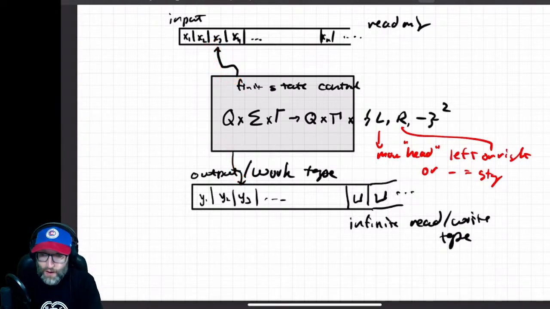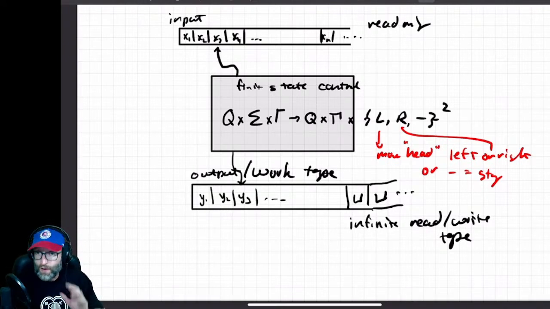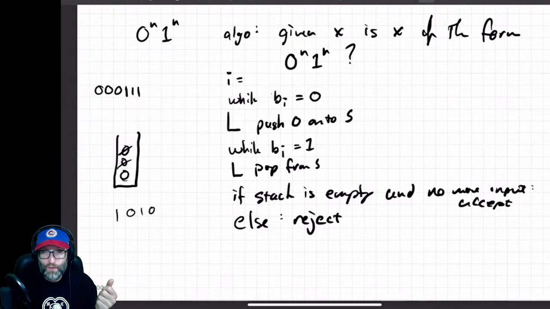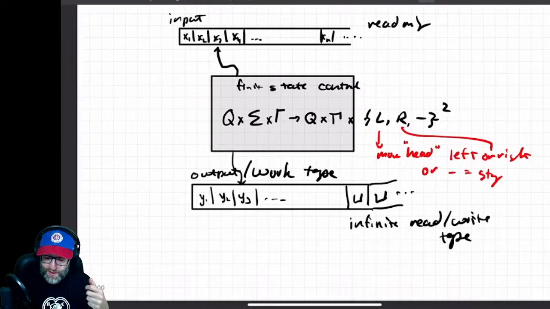Now the idea here is that you have much more computational power. The input is still read-only, but the output now is basically your memory. That's why we also call this a work tape. You can read and write it. You can move back and forth. You can read and write as much as you want. And you can see here how we can take care of this language over here by simply using the output tape as our stack.